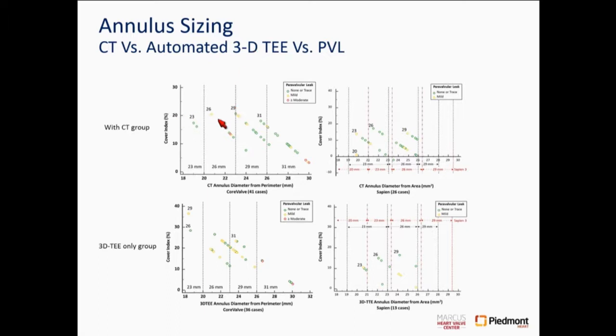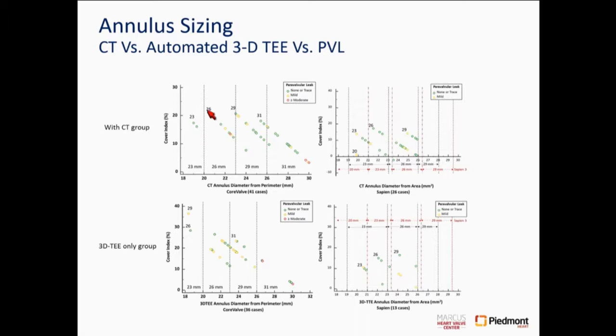So here you can see in the CT group, the cover index is shown on this axis, and the annular size is shown on the x-axis, and the actual valve that was used in these patients is shown here. And these dotted lines are the boundaries for selecting the valve size based on the CT table recommended by the manufacturers. So if you look at patients in whom a 23 valve was used, the CT measured annular size predicted the valves correctly.